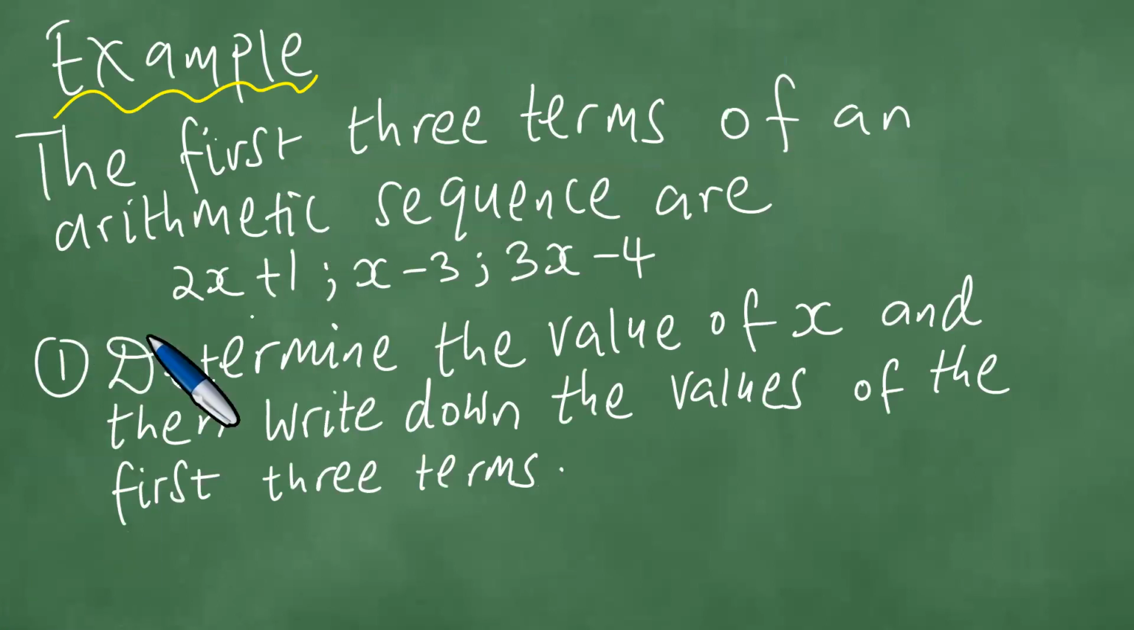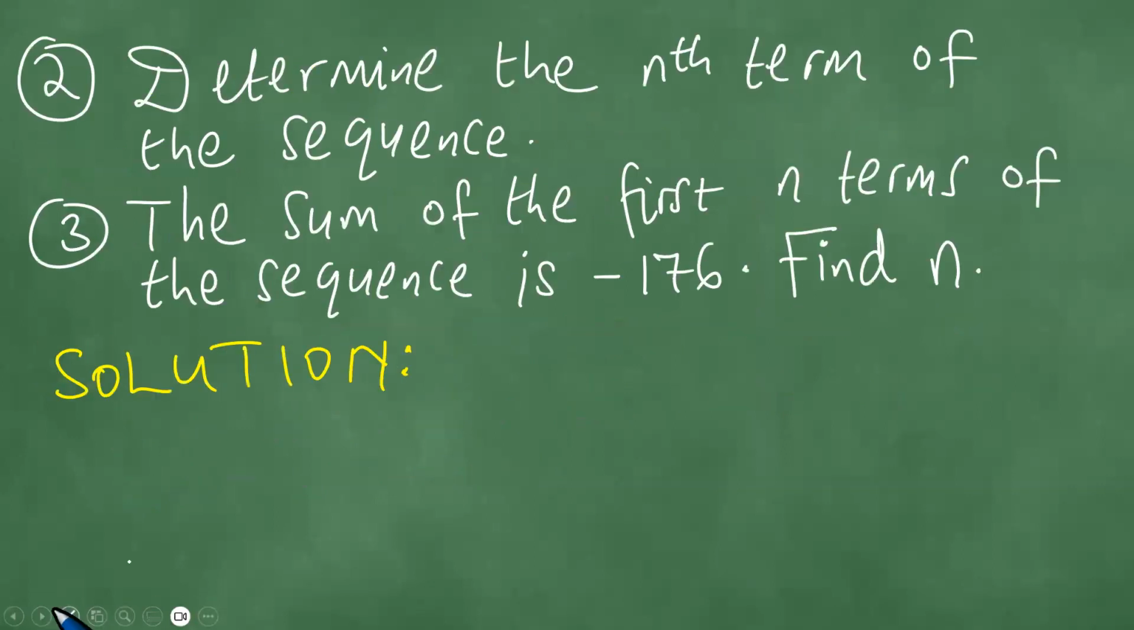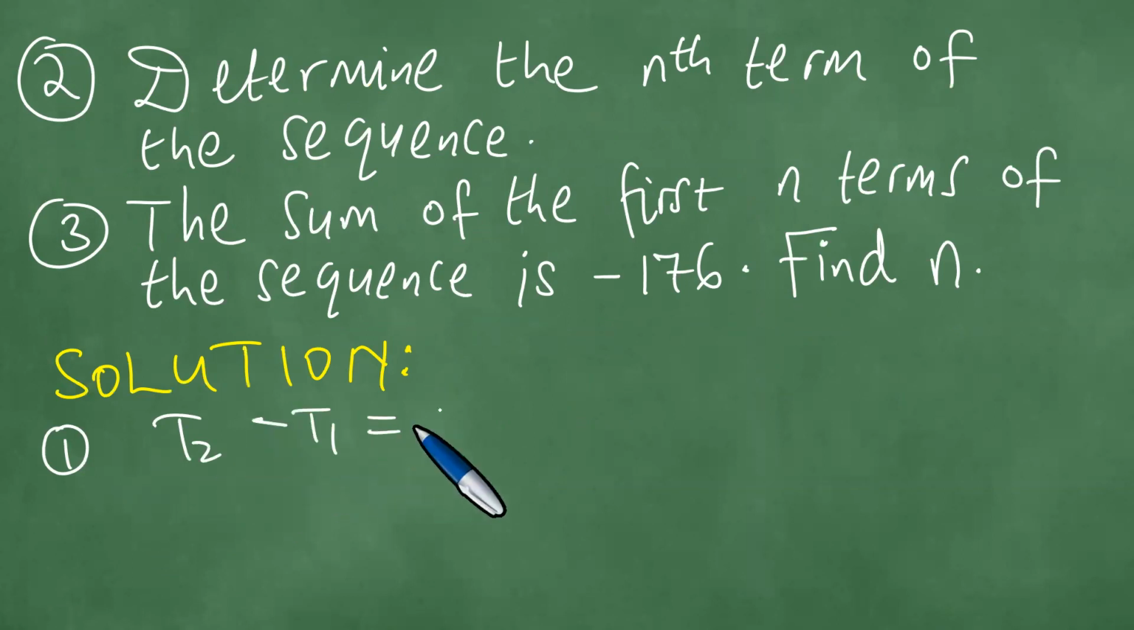The first three terms of an arithmetic sequence are these. Determine the value of x and then write down the values of the first three terms. So we need to first find the value of x. To find the value of x, we must say T2 minus T1 is T3 minus T2.